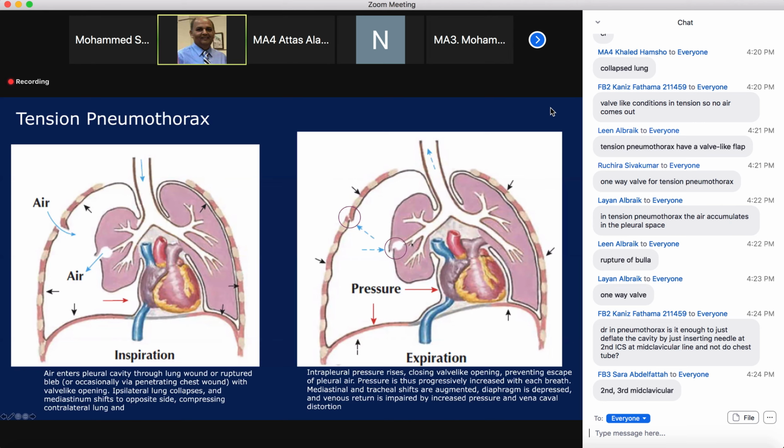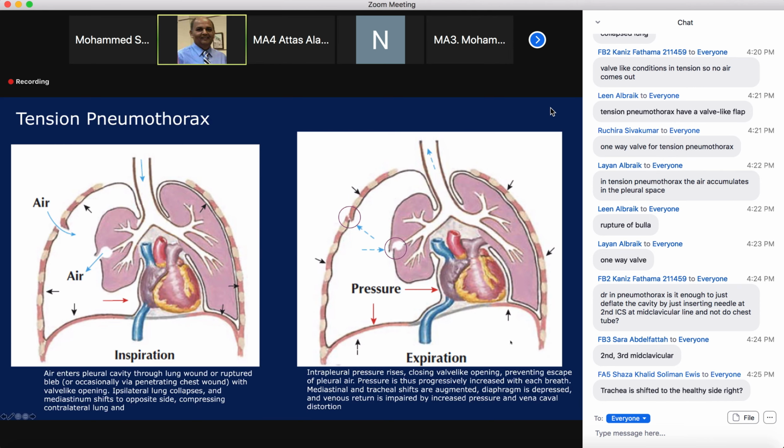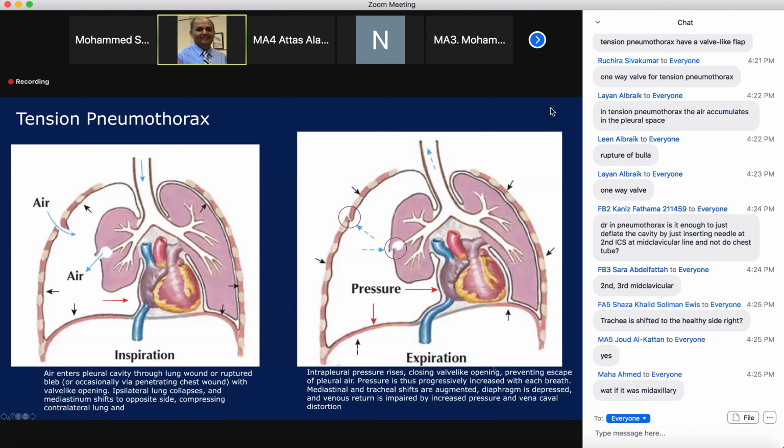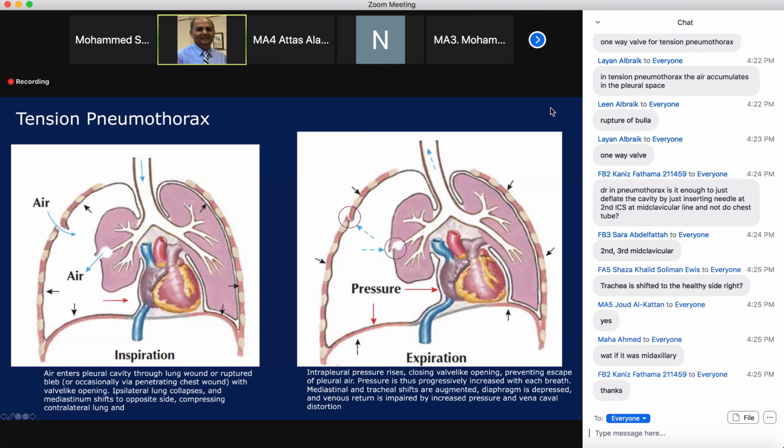And these intercostal spaces we are putting up are not for the normal lung. This is the condition where we have air already and the lung has already collapsed. Now, Kaniz, if I read your question, doctor, is it enough for pneumothorax to just deflate the cavity by inserting a needle at the second intercostal space or mid-clavicular line? Kaniz, it depends how much air is inside. If this is the situation, we have to insert a tube because that's the treatment. Are we clear? What if it was mid-axillary? You can put from mid-axillary, there is no problem, but approaching the front is easier.